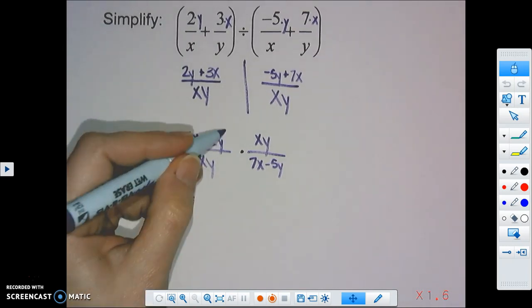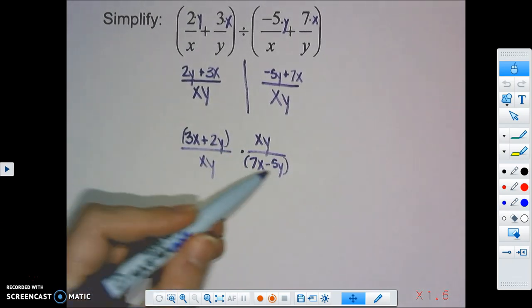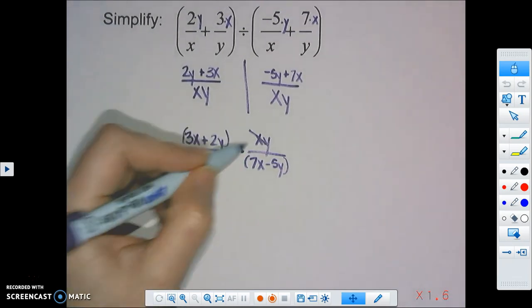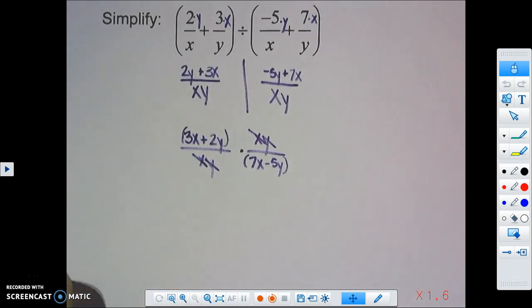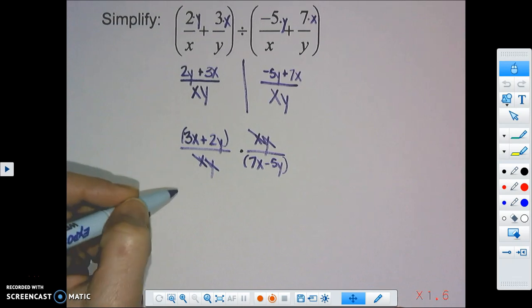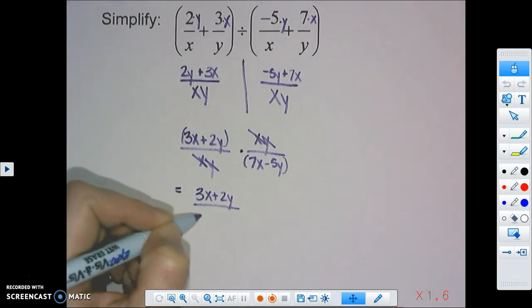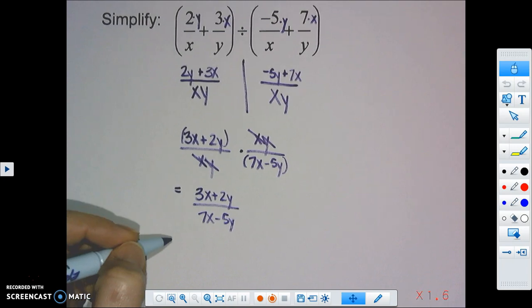With this, these are in parentheses, so the only way to get rid of those common factors is if those parentheses are exactly the same, which they aren't. So we can't get rid of any parts of those binomials. But this x and that x can go away, and that y can go away because those are part of monomials. So 3x plus 2y over 7x minus 5y is the first part of our answer here.